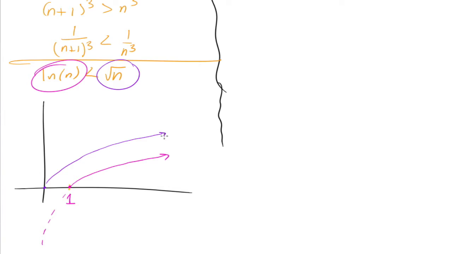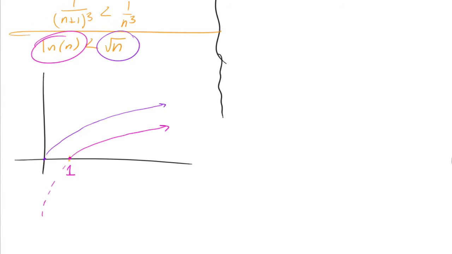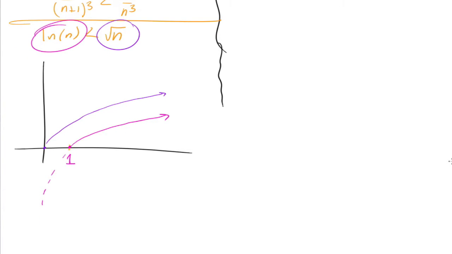Okay. Well, you can say no, but how can you show that? Can we set them equal and see if they ever cross each other? You can do that, sure. There are a couple of options. We know that at 1, it's obvious that ln of 1 is less than square root of 1, because ln of 1 is 0 and square root of 1 is 1.